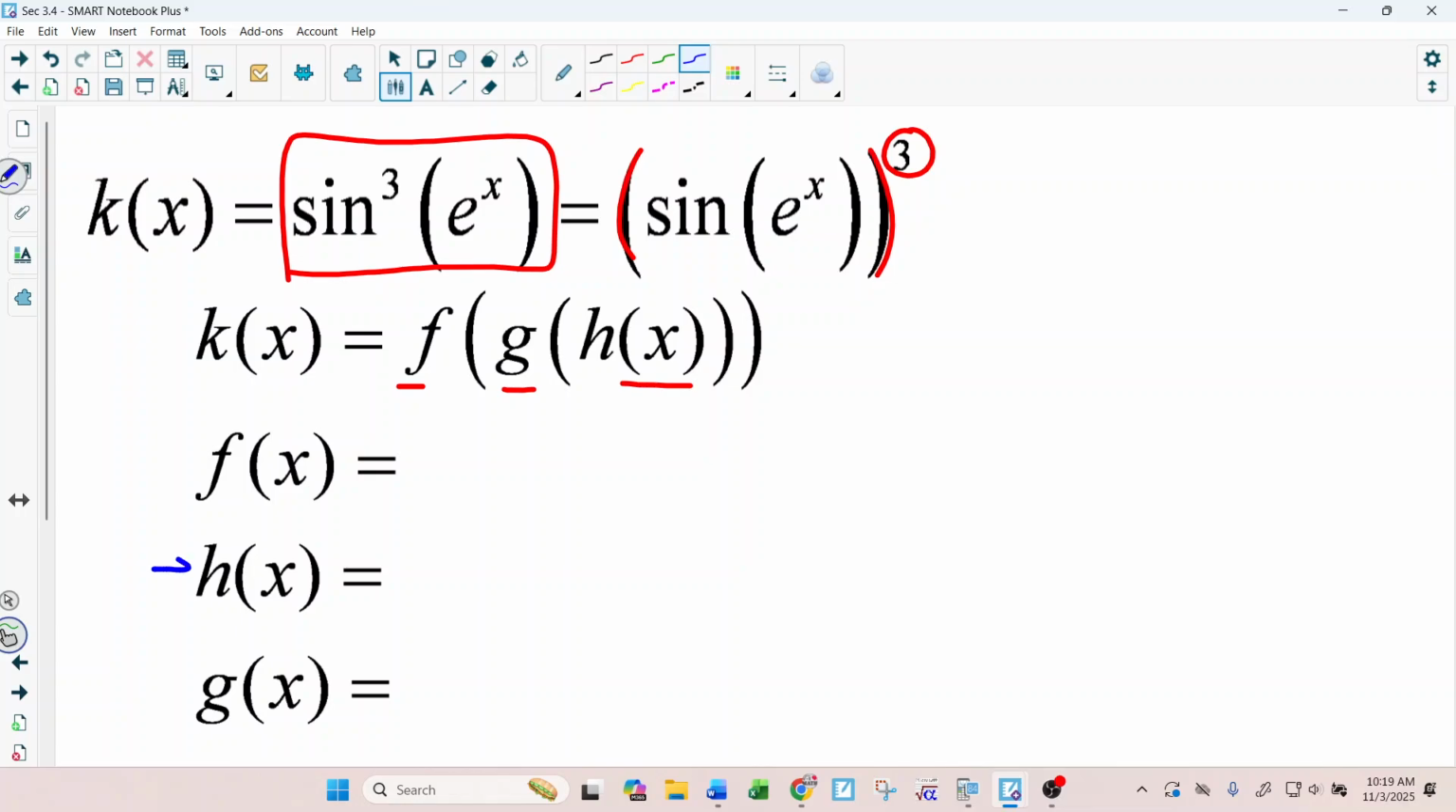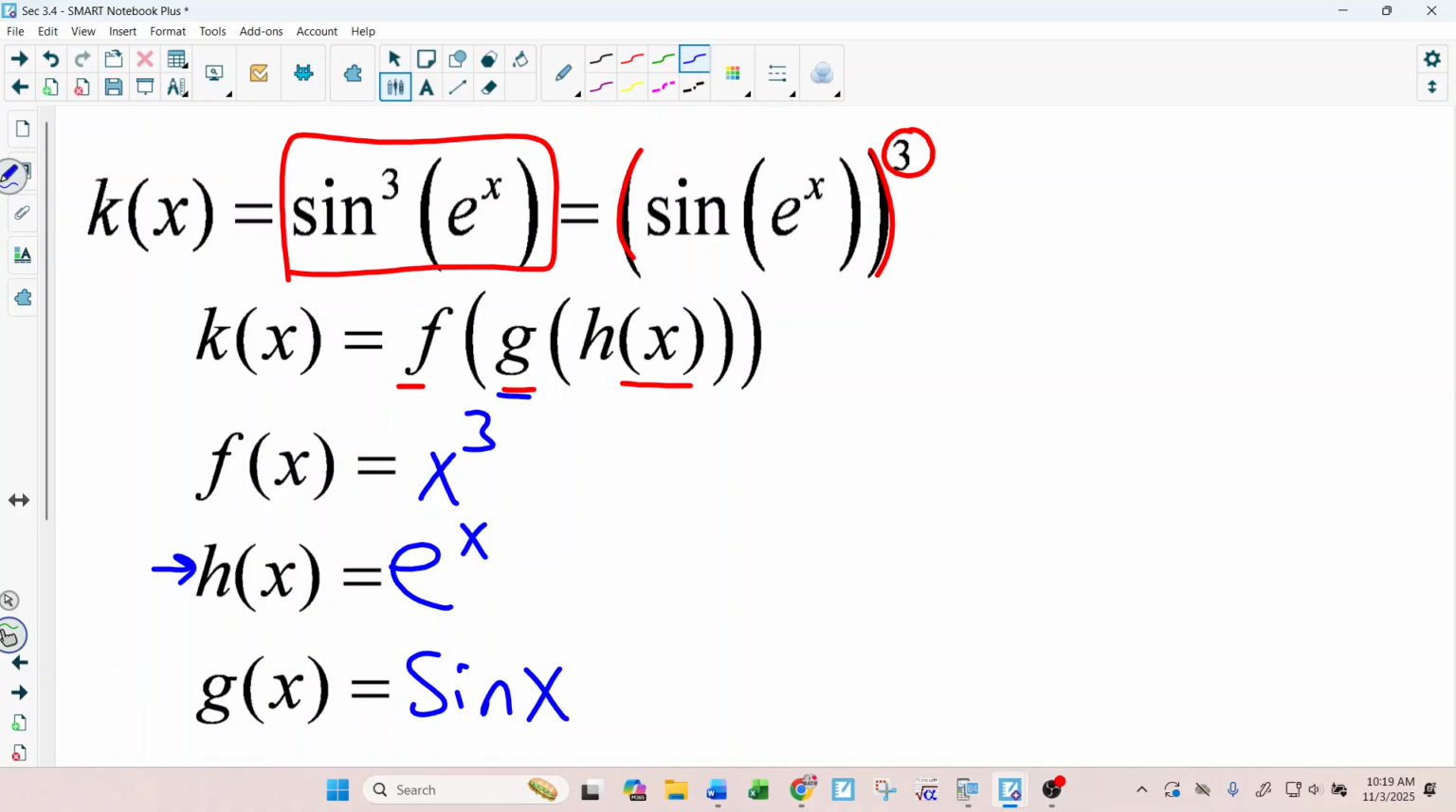So let's start inside. h. What's the most inside part? e to the x. g is the next, which would be sine. And then all the way on the outside would be x cubed.